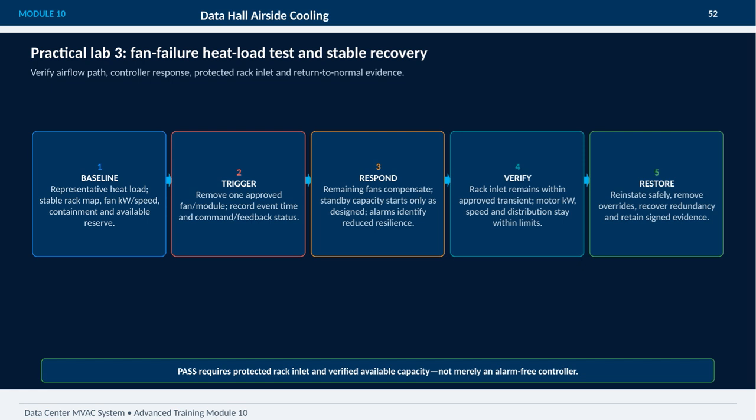Finally, we restore the system safely by removing any overrides, recovering redundancy, and keeping documented evidence. The key to passing this test is maintaining a protected rack inlet and verifying available cooling capacity, not just ensuring the controller runs without alarms.